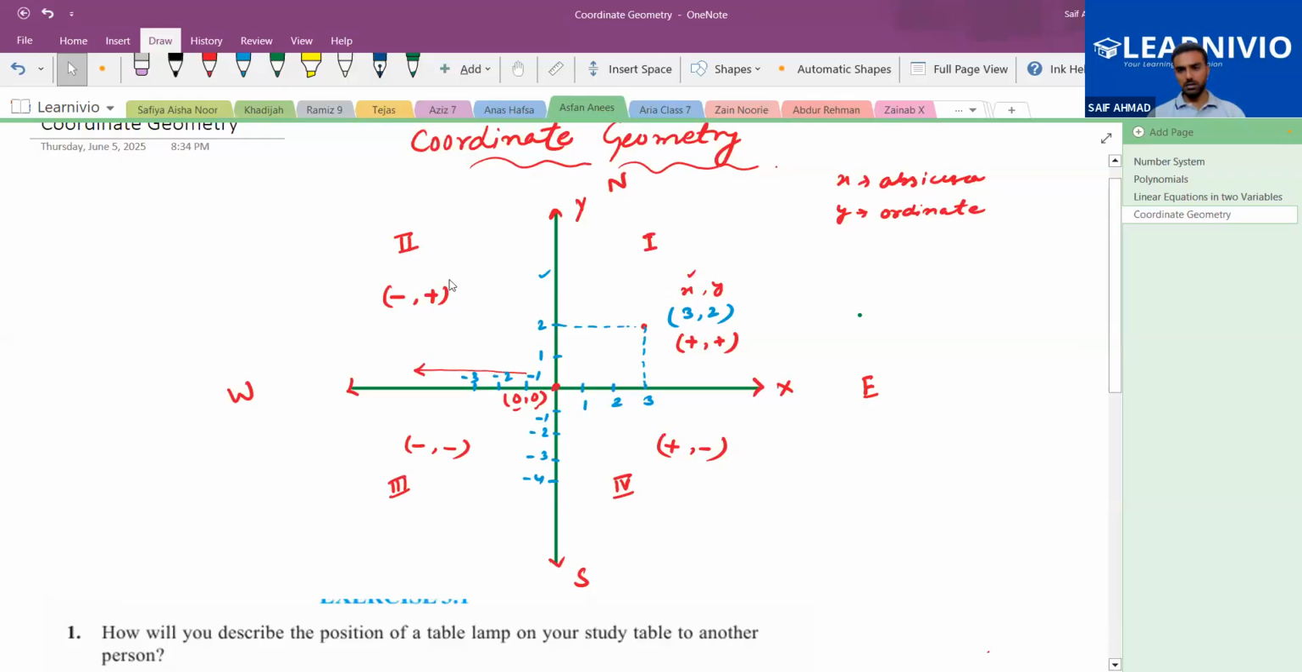In the second quadrant, x is negative, y is positive. In the third quadrant, both are negative. In the fourth quadrant, x is positive, y is negative. The coordinate on the x-axis is called the abscissa, and the coordinate on the y-axis is called the ordinate.